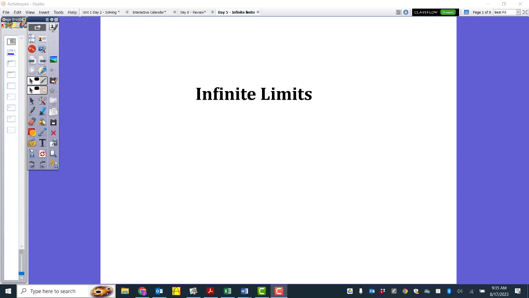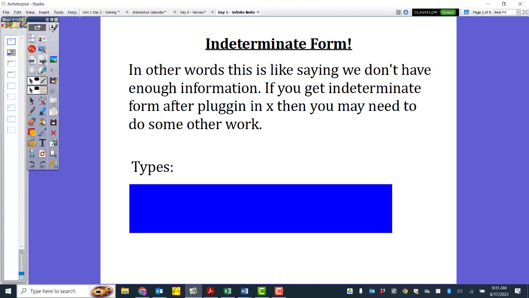Right, today we're looking at infinite limits, or limits to infinity. Now, these are not limits that equal infinity. These are limits that go to infinity. The first thing we have to talk about is indeterminate form. This is like a way of saying we don't have enough information the way it's currently written.